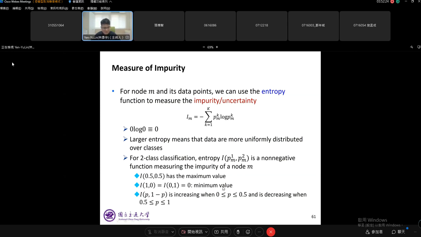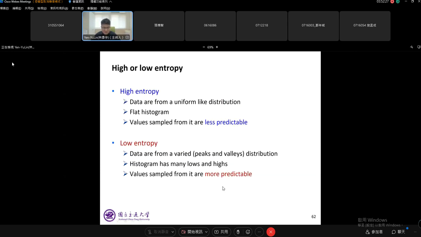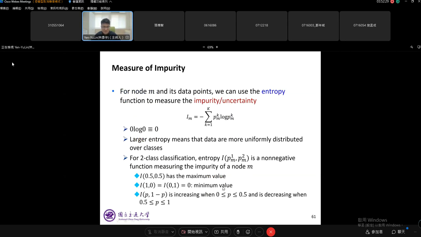Okay, do you have any question about decision tree and entropy? I don't think I have sufficient time to describe the information gain.